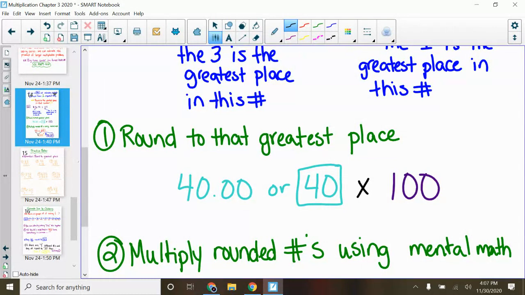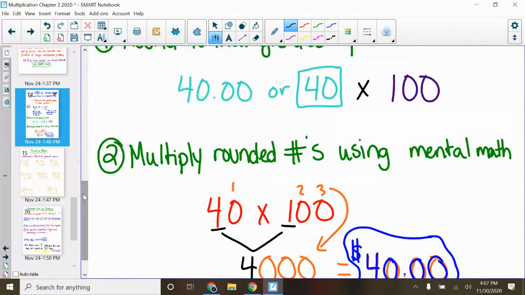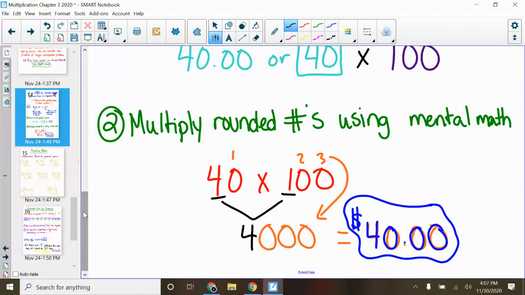So this is what step 2 down here says. Step 1 told us to round to the greatest place, which we just did. And then step 2 tells us to multiply, using mental math. So now we're going to multiply the stuff that is not zeros first. As you can see here, the 4 is not a 0 and the 1 is not a 0. So if I multiply 4 times 1, that's where my 4 comes down here at the bottom in my answer.